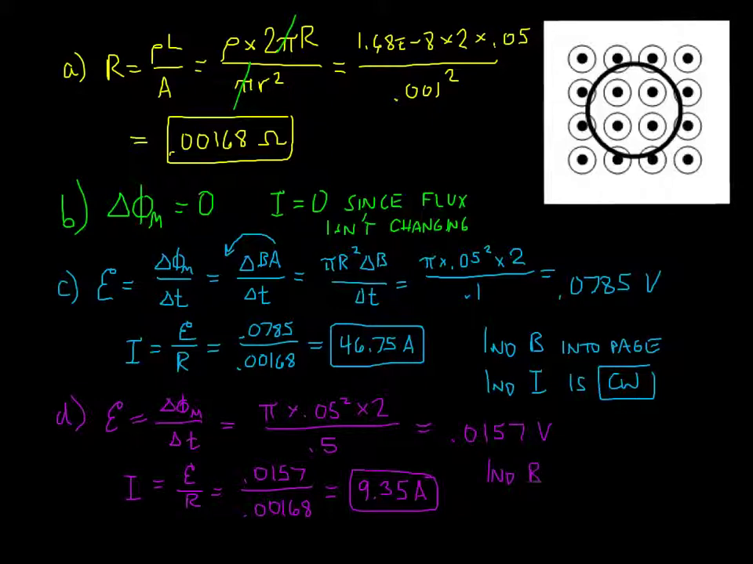And this time, the magnetic field pointing out of the page is getting weaker, so the induced magnetic field is in the same direction, which is out of the page. Then using the first right-hand rule, if you put your fingers pointing out of the page, that means your thumb is curling counterclockwise, so the induced current of the 9.35 amps is counterclockwise.